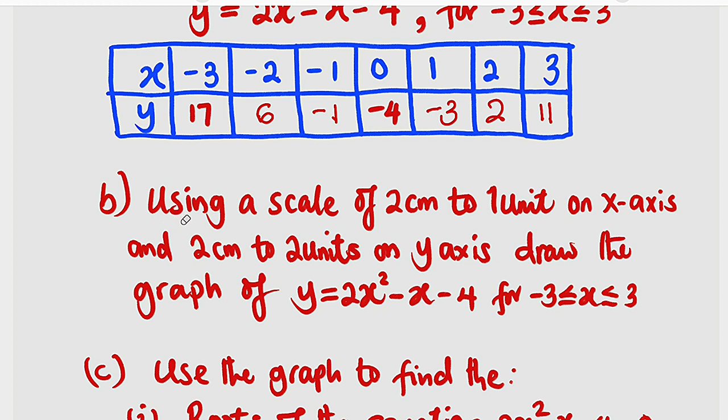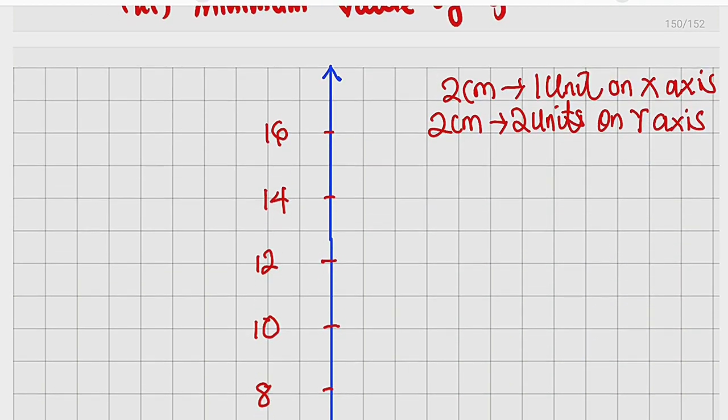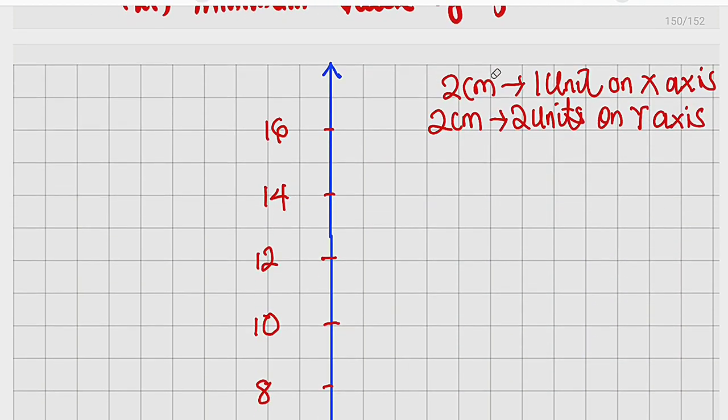Then the B part reads, using a scale of 2 centimeters to 1 unit on x-axis and 2 centimeters to 2 units on y-axis, we are asked to construct the graph of the function y equal to 2x squared minus x minus 4 from -3 down to 3 for the values of x. Okay, already I have my graph here. All you have to do is to write that statement to the right corner of your graph.